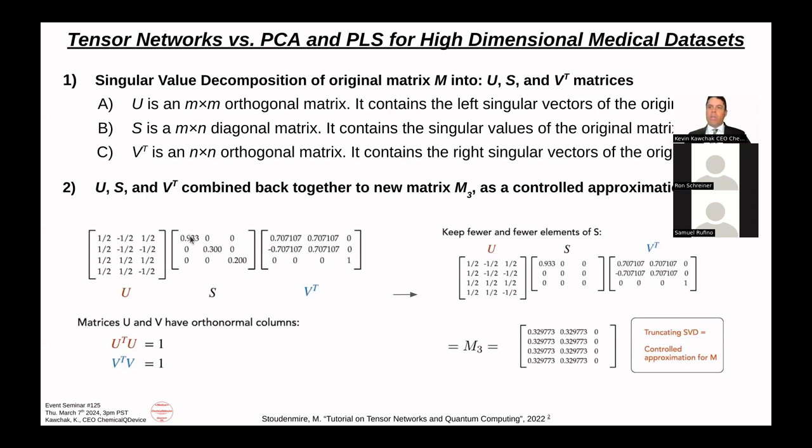So this 0.933 has high variance, or is important. The next column is less important, and the next column, this 0.2, is even less important. What's shown here is truncating these two columns, which also truncates the final measurement, and it produces a new truncated matrix, which is a controlled approximation of the original matrix you're starting with. And this is all done in a very statistical way. It's not a random way of just removing or discarding data.